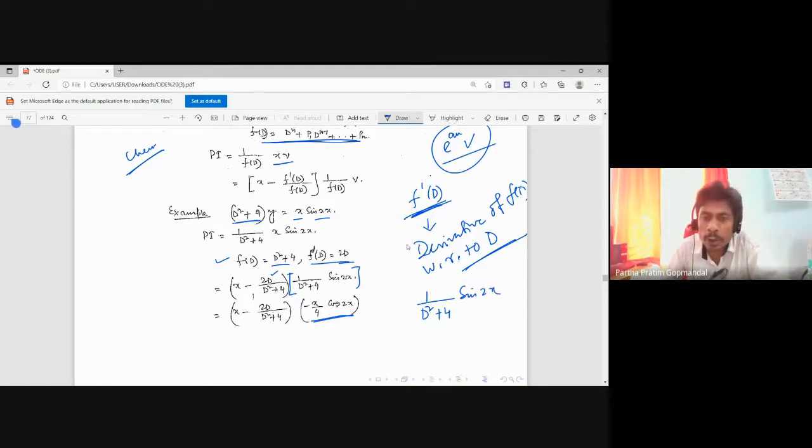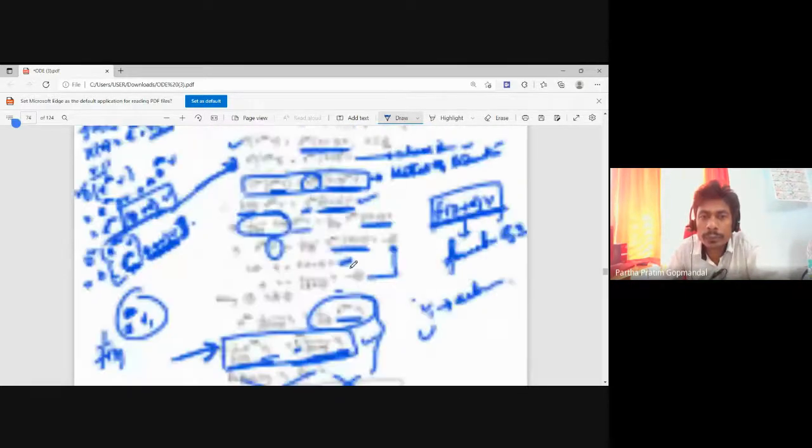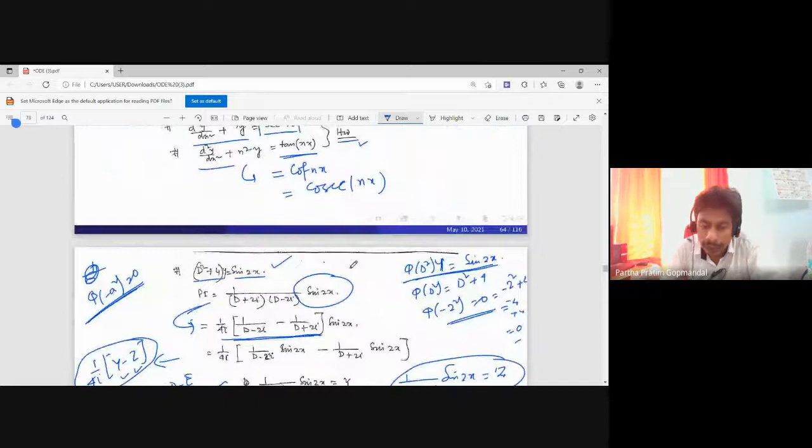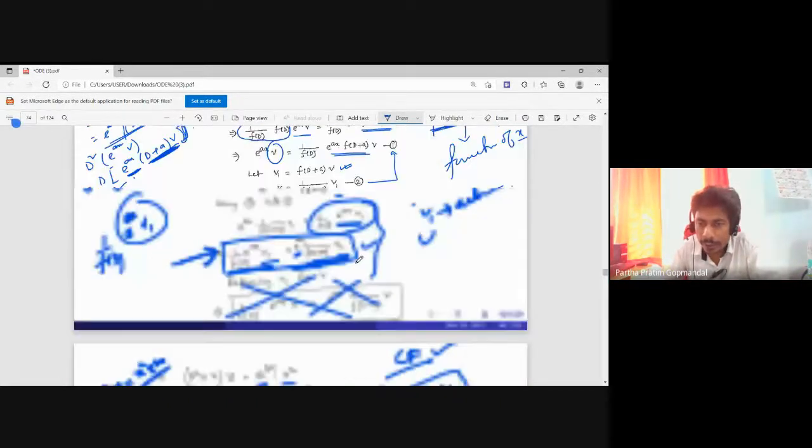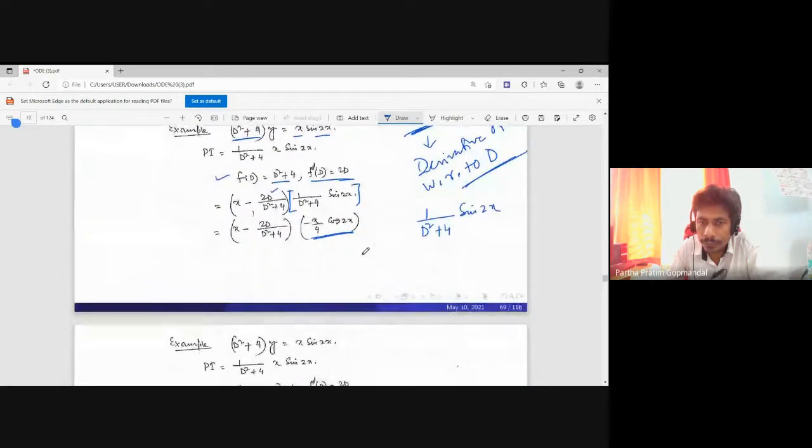Let me show you where we have solved it. Yeah, this problem actually, D square plus 4y equals sine 2x. So this problem we have solved. You find this answer first. That answer is minus x by 4 cos 2x. Now you have to operate this operator on this function. So what will be the answer then?